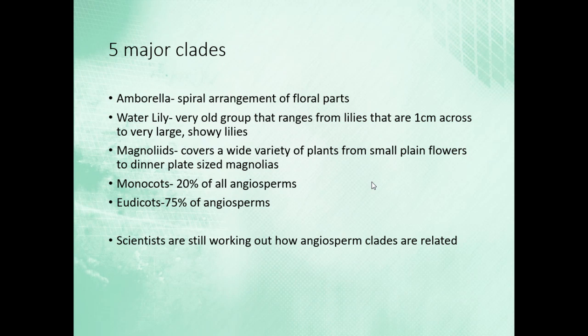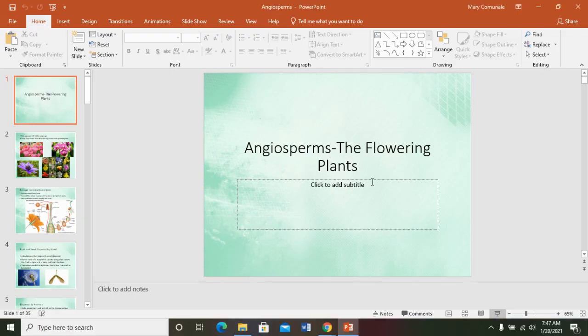Monocots are about 20% of all angiosperms, and the eudicots are 75% of angiosperms. And scientists are still working out how all these angiosperm clades are related to one another. And that is it for our notes on angiosperms.